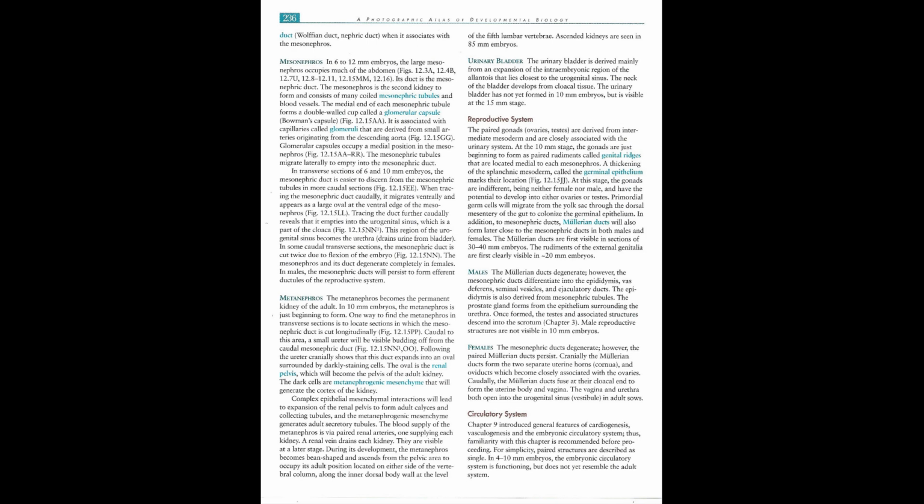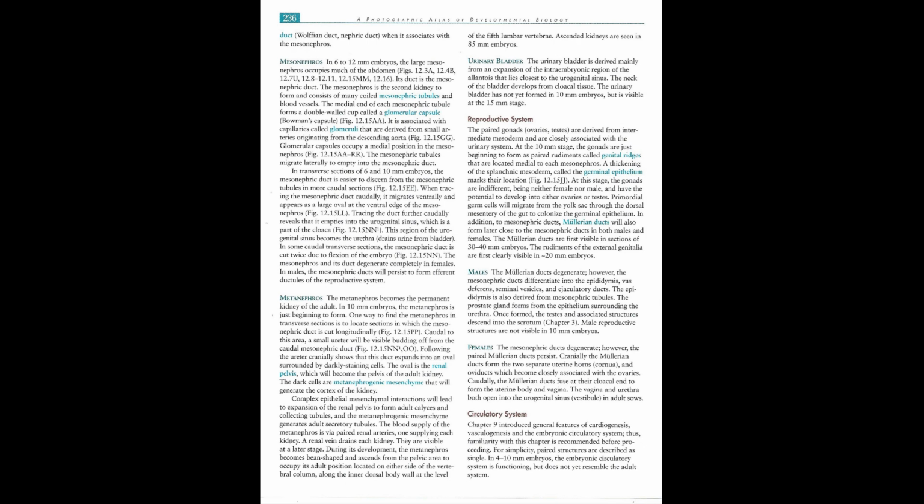One way to find the metanephros in transverse sections is to locate sections in which the mesonephric duct is cut longitudinally, Fig 12.15pp. Caudal to this area, a small ureter will be visible budding off from the caudal mesonephric duct, Fig 12.15nn. Following the ureter cranially shows that this duct expands into an oval surrounded by darkly staining cells. The oval is the renal pelvis, which will become the pelvis of the adult kidney. The dark cells are metanephrogenic mesenchyme that will generate the cortex of the kidney.